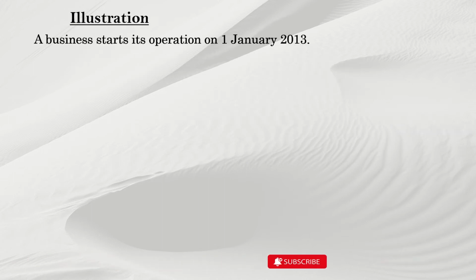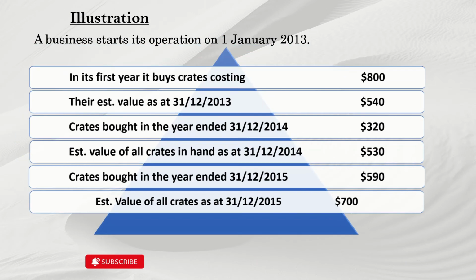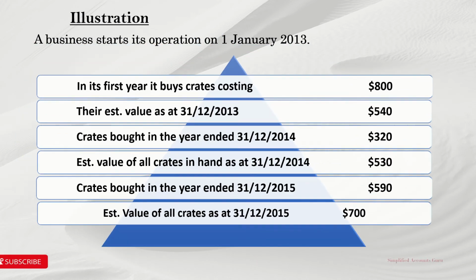So we have a business that starts its operations on 1st January 2013, and then these are the transactions that took place. So the business is starting on 1st January 2013, but then we are being given much more information pertaining to that business and maybe the particular asset that we are required to revalue its cost. So in this case, we are going to talk about an asset called crates. These crates are owned by a particular business.